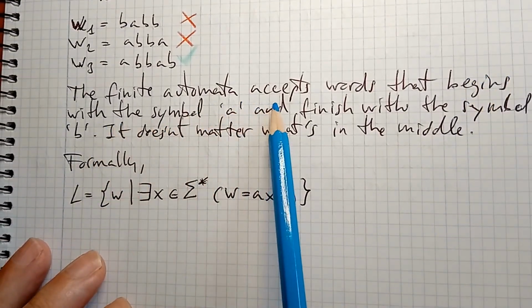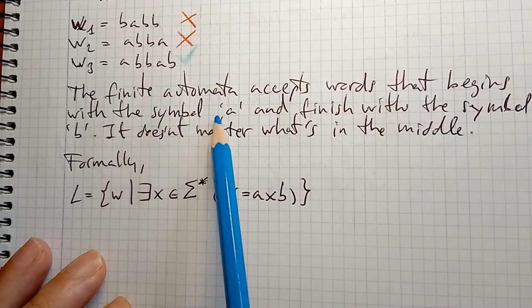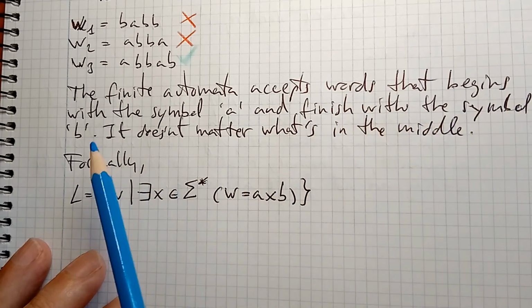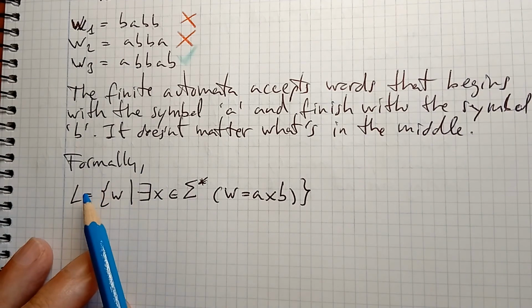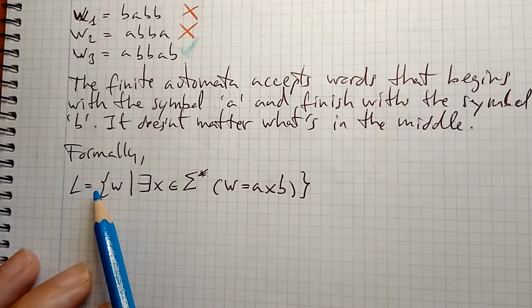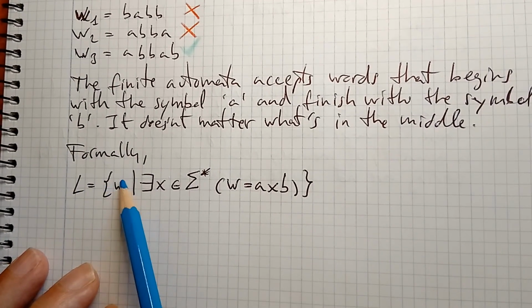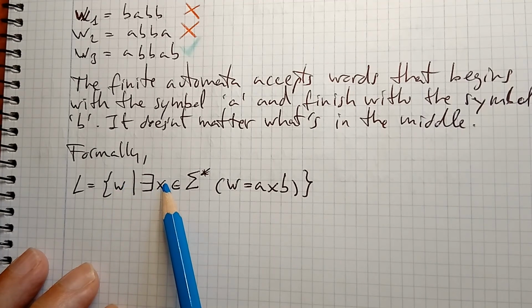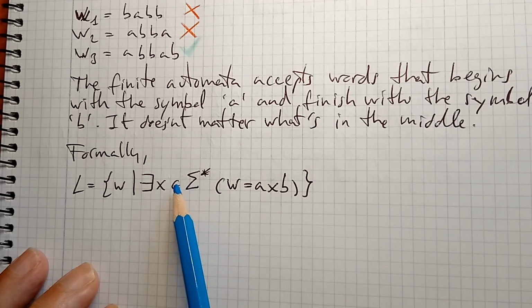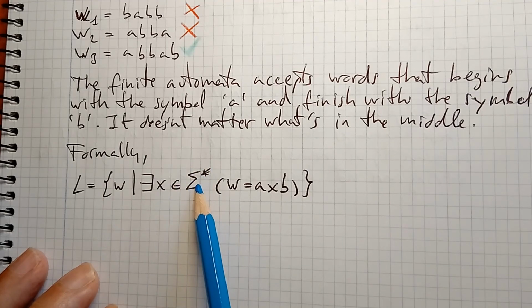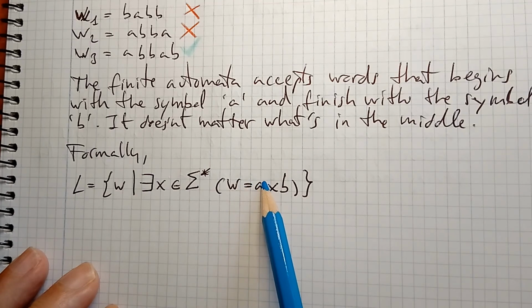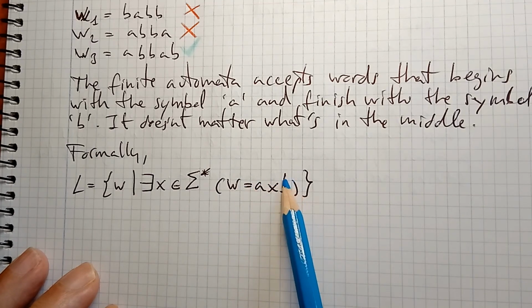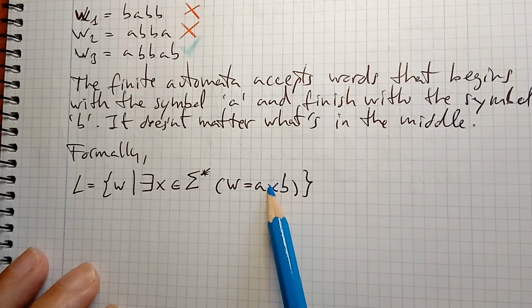This finite automata accepts words that begin with the symbol A and finish with the symbol B. It doesn't matter what's in the middle. Formally, what we will see most commonly: the language has words, and this word has a variable, an X, that belongs to the alphabet, and the words must begin with A and end with B. It doesn't matter what's in the middle.